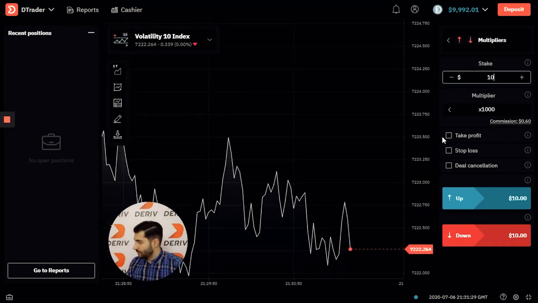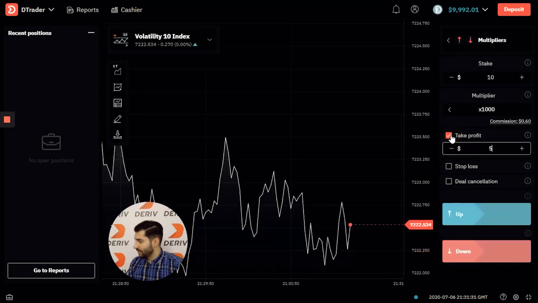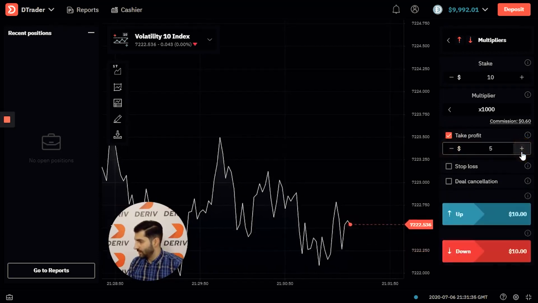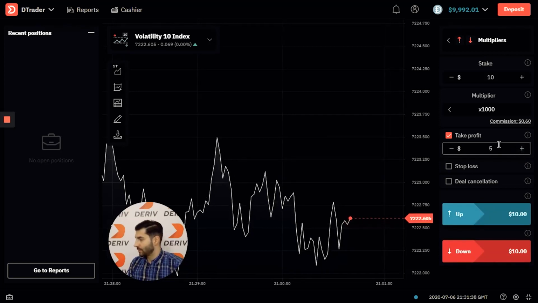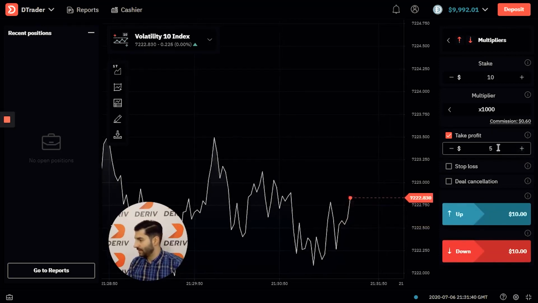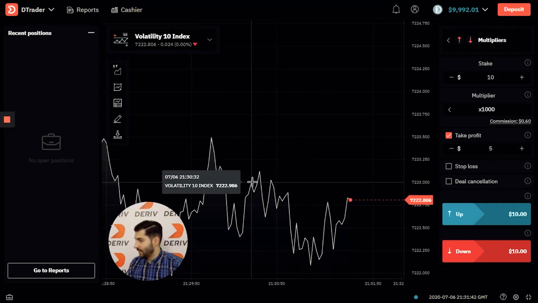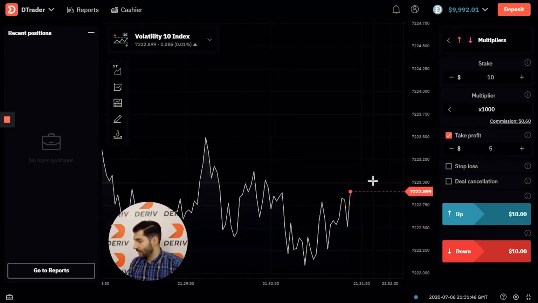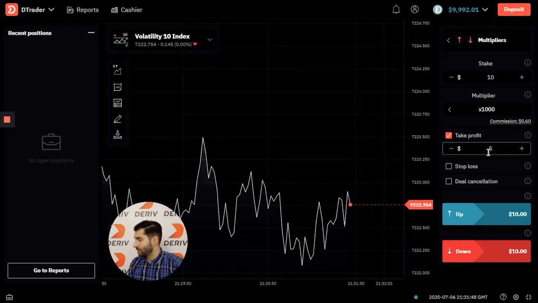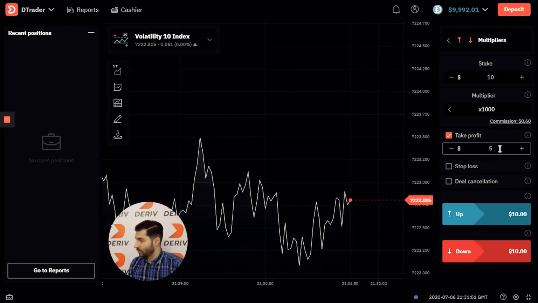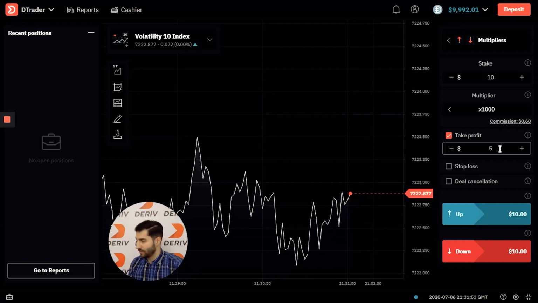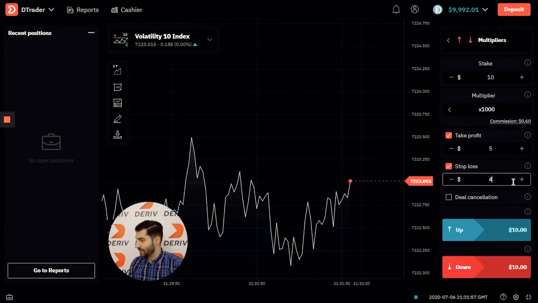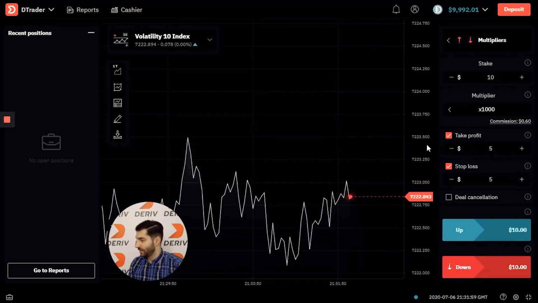Moving on to the next feature, take profit. Over here, as you can see, once again, I can adjust the amount on the side with the plus and minus buttons. So take profit basically is me telling the system that if the market moves in my favor, and once my profit hits $5, the contract will automatically close and I will receive those $5 without any manual intervention. The option below here, stop loss, is basically the exact inverse of take profit.